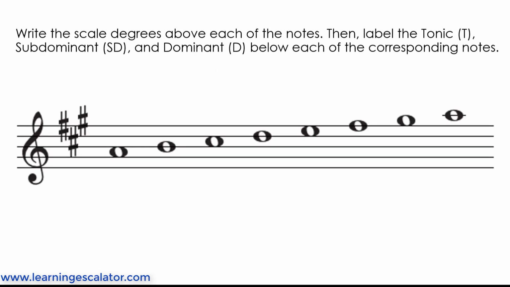Now problems. Write the scale degrees above each of the notes. Then label the tonic as T, subdominant as SD, and dominant as D below each of the corresponding notes. So this is A major, if you can tell, because it starts on A, ends on A, and it has a key signature of A major, so it's not A minor, and it's not some other thing.